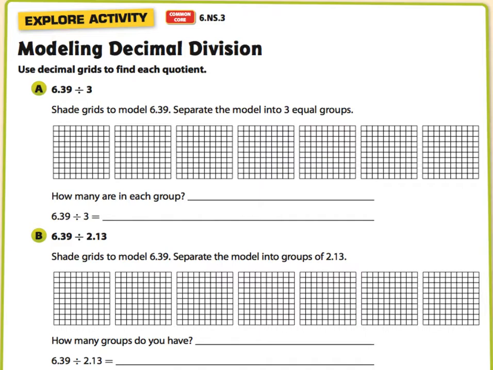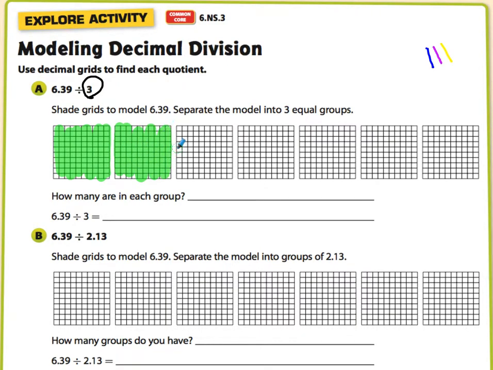And for this one, I'm going to encourage you to have 3 different colors because we are dividing by 3. I am going to use blue and purple and yellow. All right, so what I'm going to do is shade in 6 and 39/100ths, and separate the model into 3 equal groups. I'm just going to shade it in with, let's do green. So 6, so that would be this whole thing here.